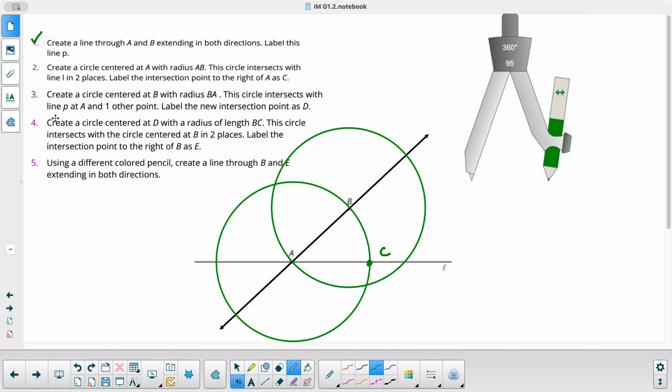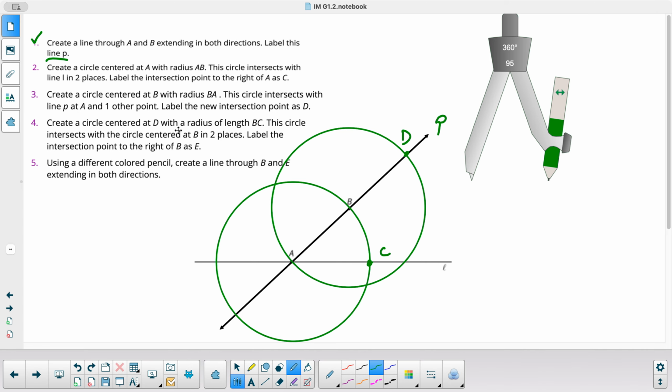This circle intersects with line P. Oh, I was supposed to label this line P. Sorry, that says it right there. Circle intersects with line P at A. Here's A, and one other point. Label a new intersection point as D. Okay, so there's my D.